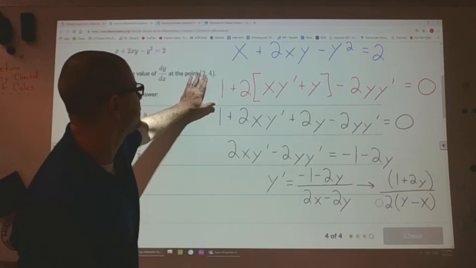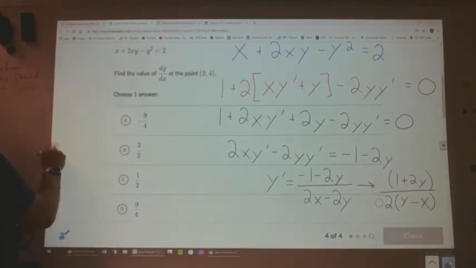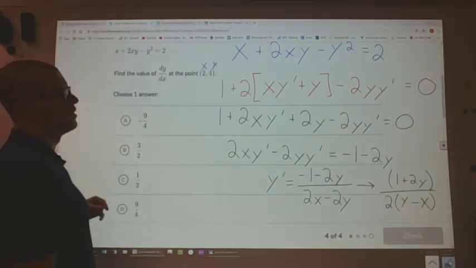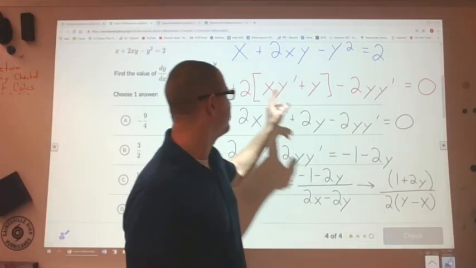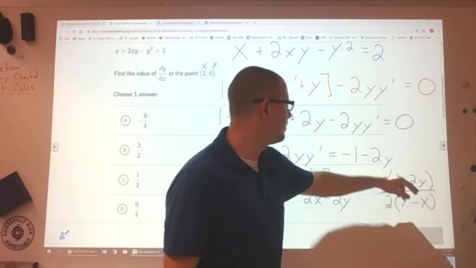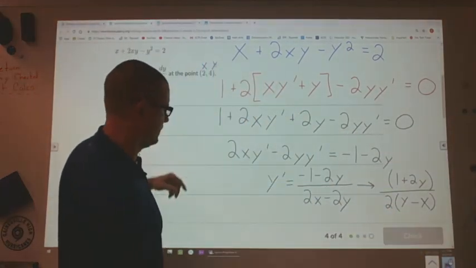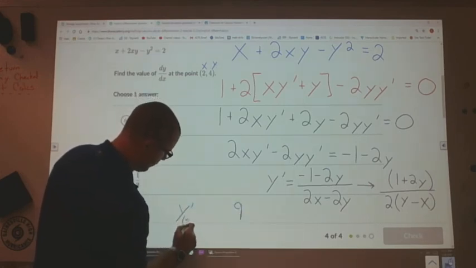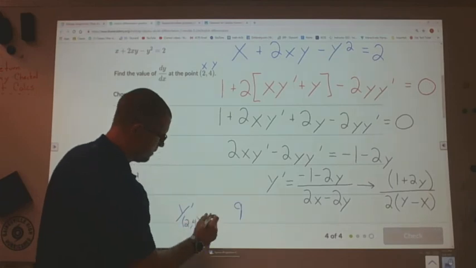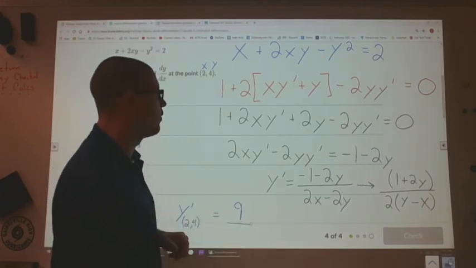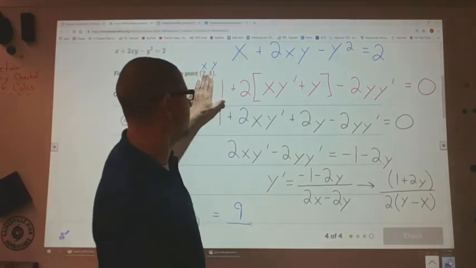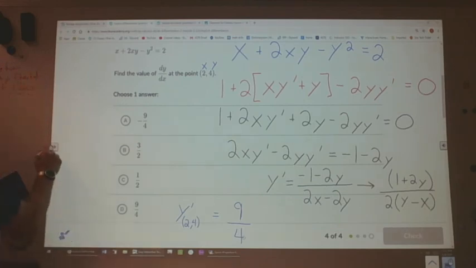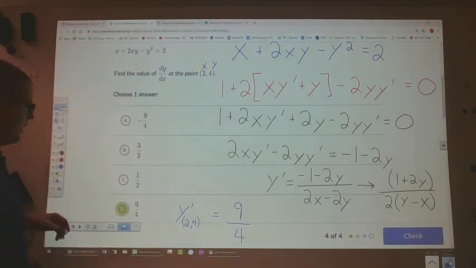And then our point is (2, 4). So our x is 2, our y is 4. So if I were to plug that in now, y prime at the point (2, 4) would be 1 plus 8. So we'd have 9. So y prime at the point (2, 4) would be 9 over, and then on the bottom, y minus x. 4 minus 2 is 2, times 2 is 4, so we have 9 fourths would be our answer there.